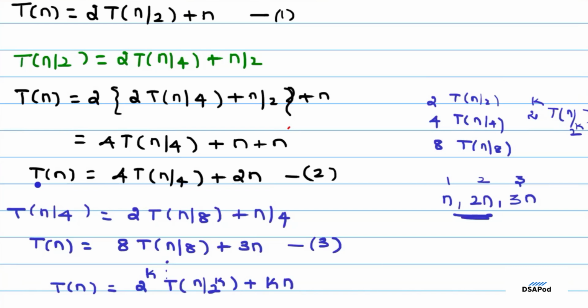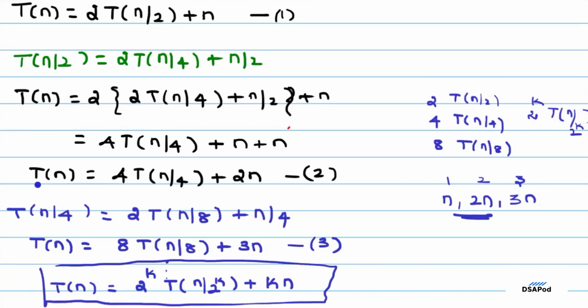When I substitute k, you can take this general equation represented in terms of k. Substitute k is equal to 1. If you substitute k equal to 1, you will get equation number 1. If you substitute k is equal to 2, you will get equation number 2. Similarly, if you substitute k is equal to 3, you get equation 3. So this is the correct form of it.